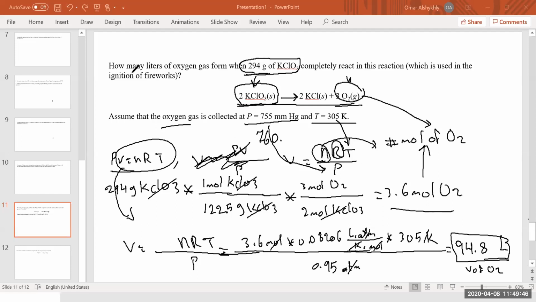Be careful, guys, with these types of stoichiometry equations involving gases.